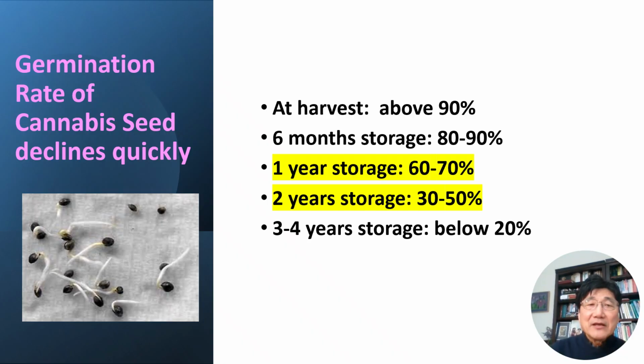Cannabis seed germination rate declines quickly with storage time, especially under warm and humid conditions. The germination rate of cannabis seed is approximately 60 to 70% after 1 year, 30 to 50% after 2 years, and drops to below 20% thereafter.